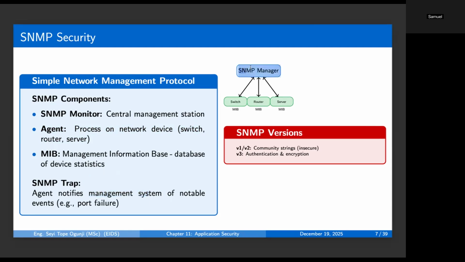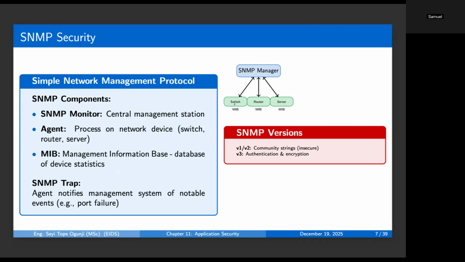See this chart, the SNMP manager. We can see that there is two-way communication between the switch, the router, and the server. These are the agents. The MIB is connected to this, and it gives the system information about the situations. So whenever things go wrong, the agents give an alarm and notify the central management system of the outage or the event that is actually going on.